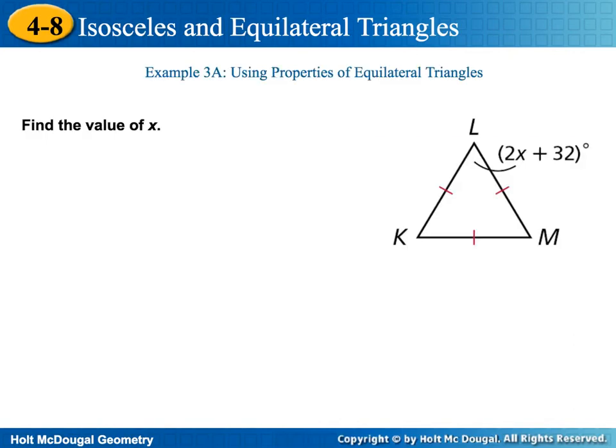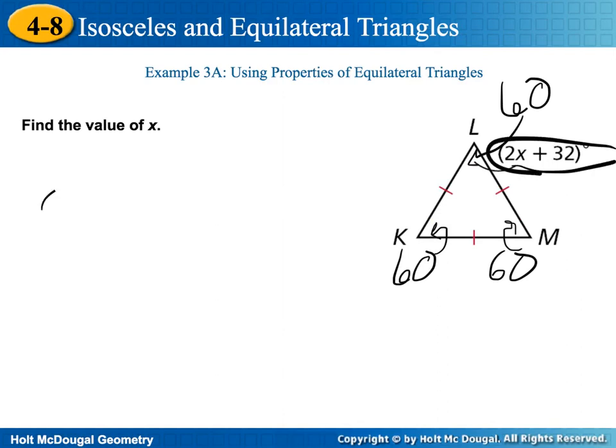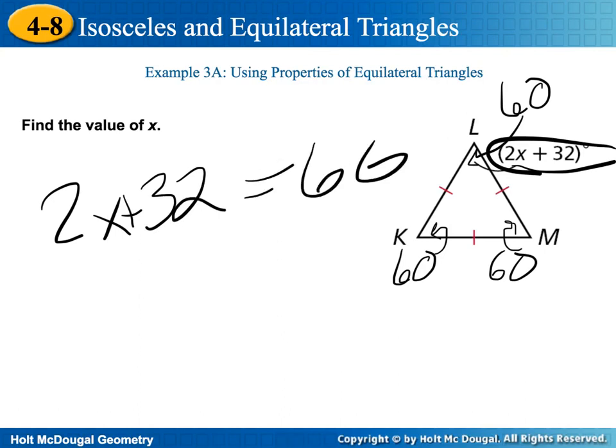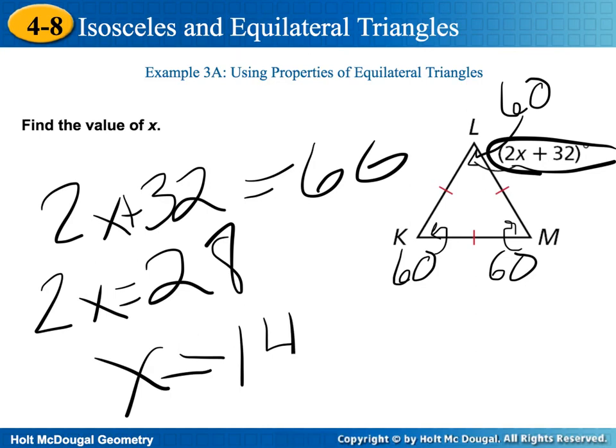All right, find the value of X. Since this is equilateral, I know all of the angles are congruent. And since they add up to 180, the only answer they could be is 60. So this is 60, this is 60, and this is 60. To find the value of X, I can just set the equation 2X plus 32 equal to 60. How cool is that? It's the coolest. Subtract 32: 2X equals 28. Divide and you get X equals 14. Plug this back in, and you should get 60.